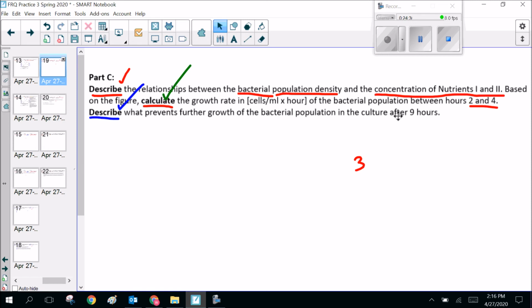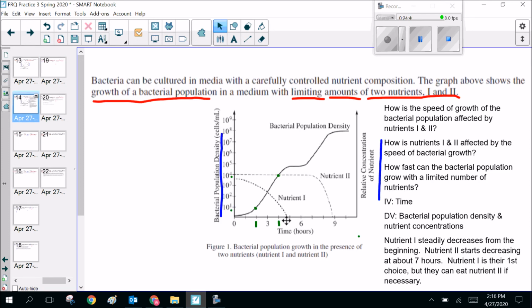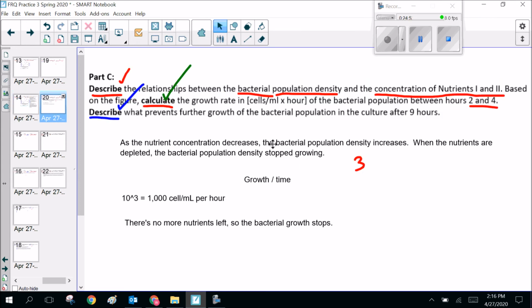Before I read on any further, I'm just going to tackle that first question. What is the relationship between population density of bacteria and the concentration of nutrients 1 and 2? Well, as I said before, as the nutrients go down, population of bacteria seems to go up. So I'm going to go ahead and say for that one, as the nutrient concentration decreases, bacterial population density increases.